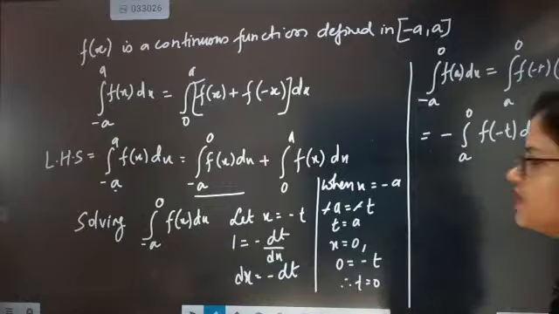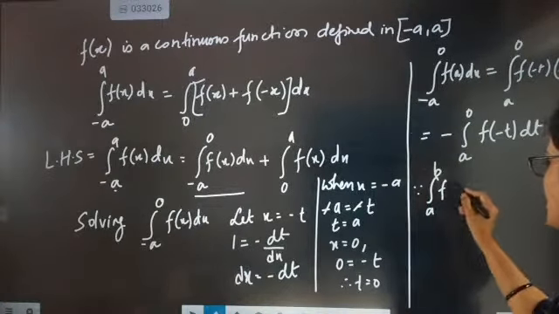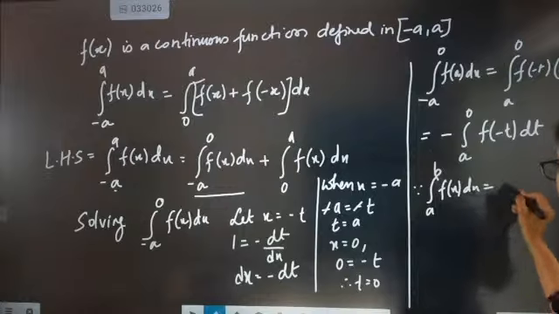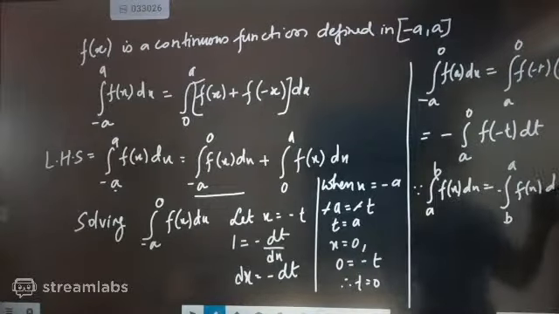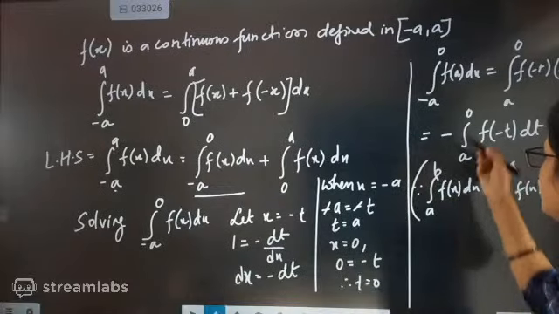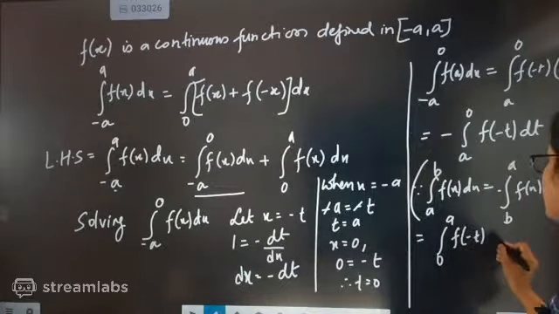We know one property now. That property says that the integral from a to b of f of x dx can be written as minus the integral from b to a of f of x dx. So if we implement this property, this part is going to come as the integral from 0 to a of f of minus t dt.